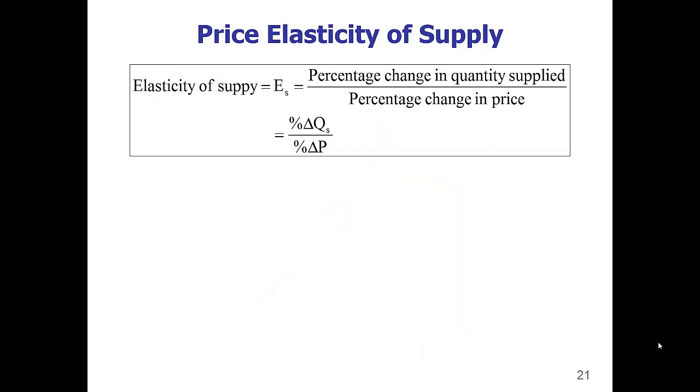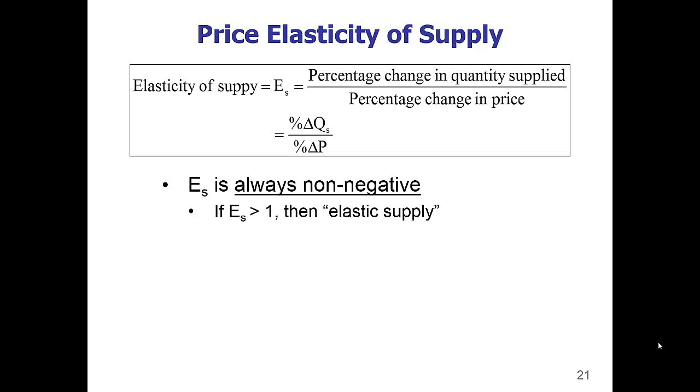Here are some general properties and definitions for the price elasticity of supply. First of all, the price elasticity of supply is always non-negative. According to the law of supply, if the price of a product increases, the quantity supplied will increase, and vice versa. If the price of a product decreases, the quantity supplied will decrease.